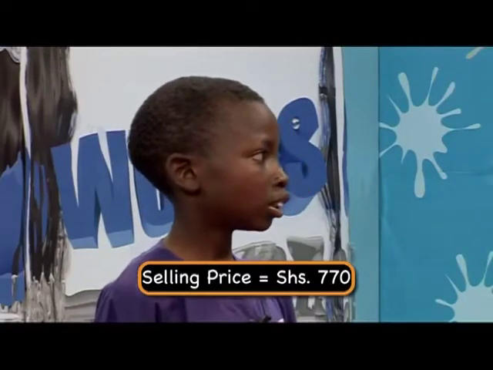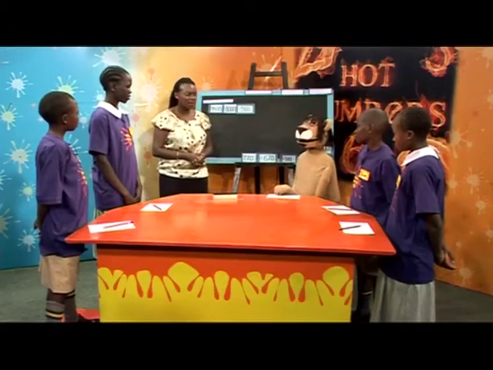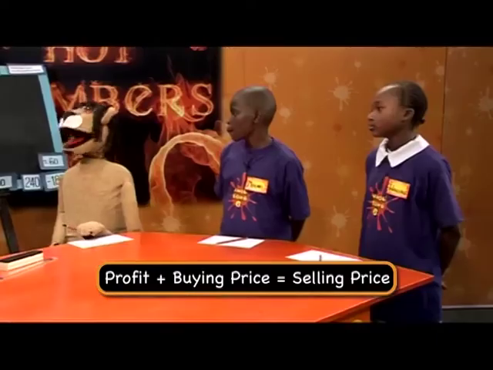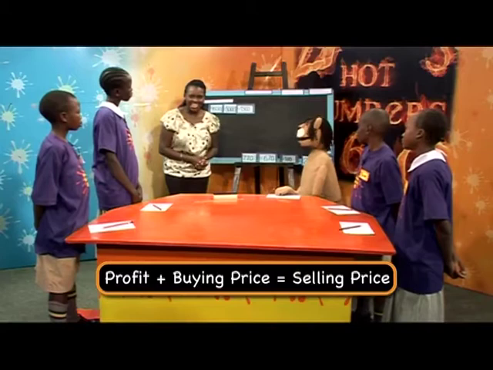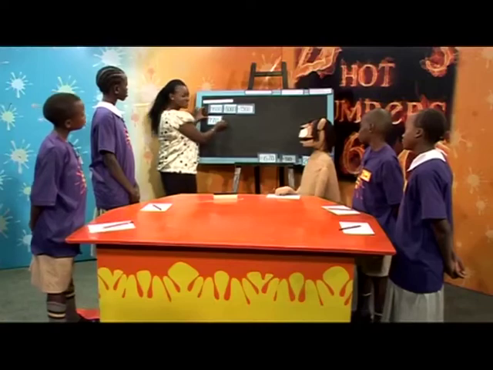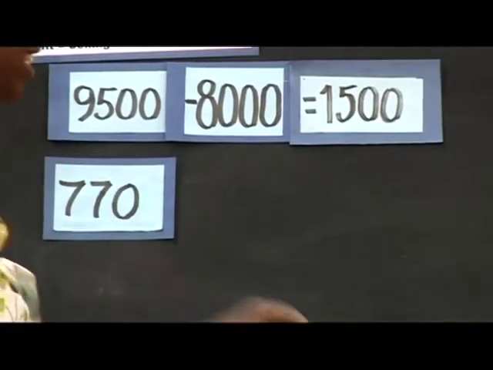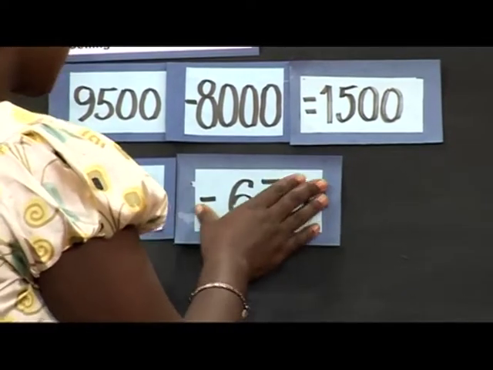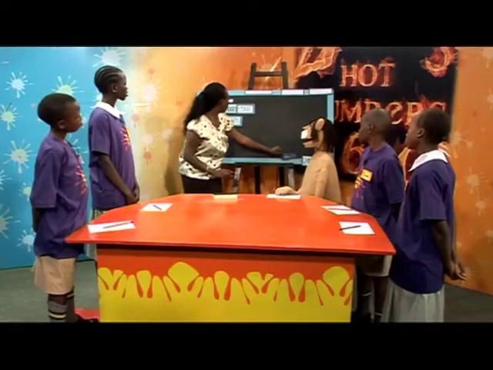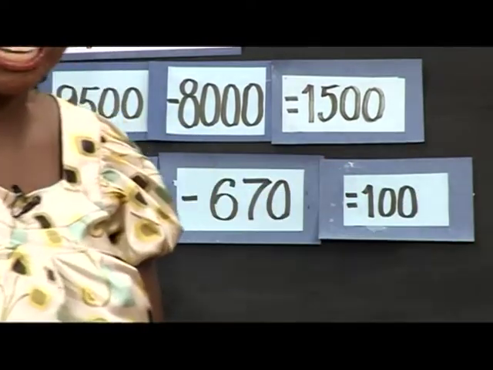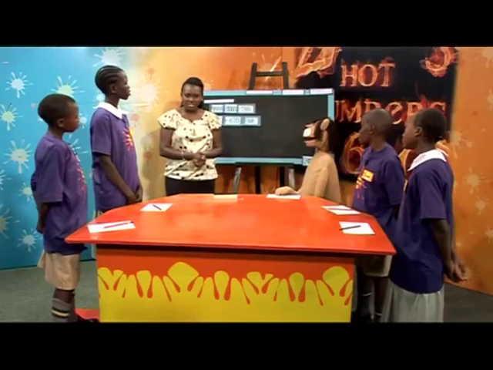770 shillings. Well done. Now who can tell me what the calculation there was? If we add the profit to the buying price, we get the selling price. Well said. We can check the calculation by using our original formula. If the selling price is 770 shillings and our buying price is 670 shillings, we are left with a profit of 100 shillings.